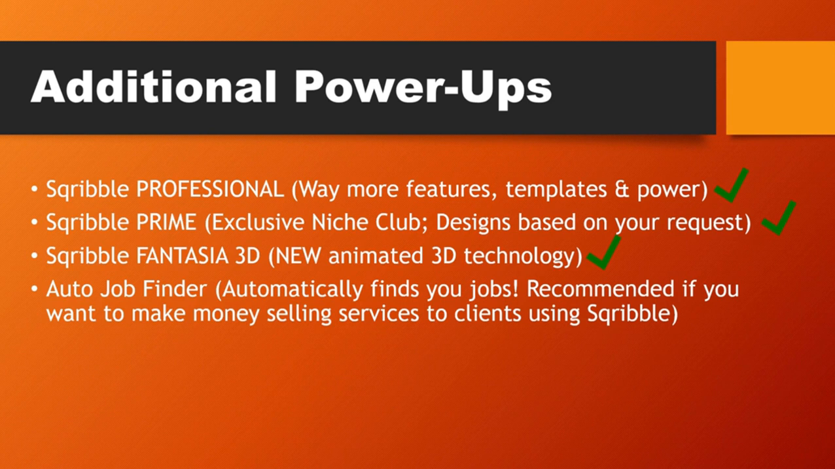There's Sqribble Fantasia, which is incredible, really is. They're using new animated 3D technology to turn your ebooks into interactive ebooks. In fact, there are dual power-ups inside Sqribble Fantasia. It also allows you to create beautiful 3D covers, as well as amazing animated technology that's going to animate your ebooks and make them more interactive. Imagine being able to click inside your ebook and view media, click on links, see pages turn.